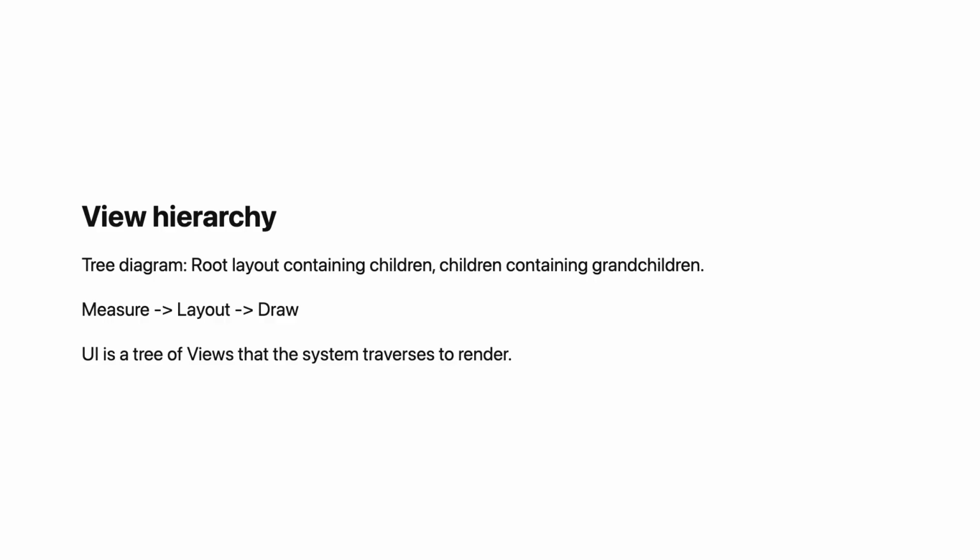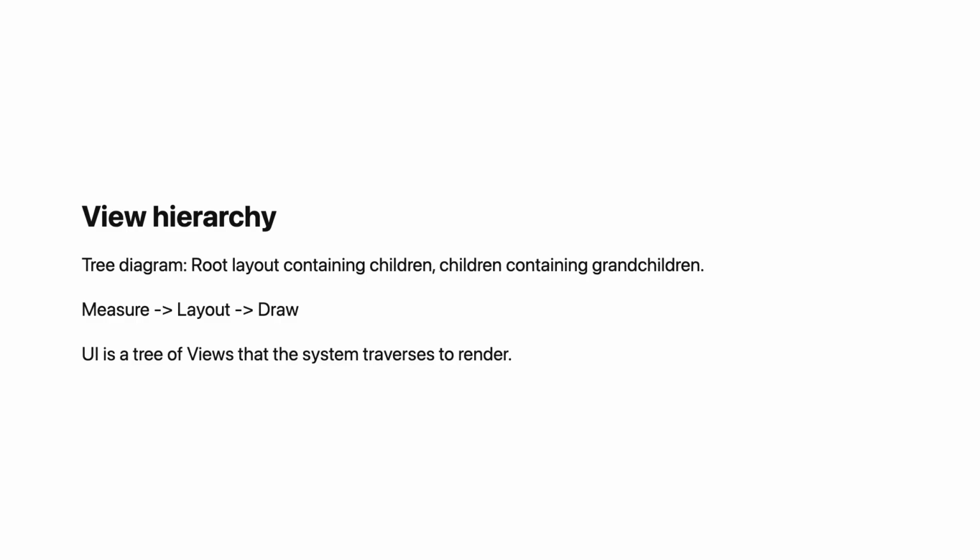The UI is a tree of views. A view is a single UI element, a button, a text field, an image. Each view draws itself and handles its own touch events. Views are organized in a hierarchy. A parent view can contain children. Children can contain their own children. At the top is a root view, usually a layout container. It holds everything else. The system traverses this tree to measure, layout, and draw the UI. First it measures each view, then it positions them, then it draws them.